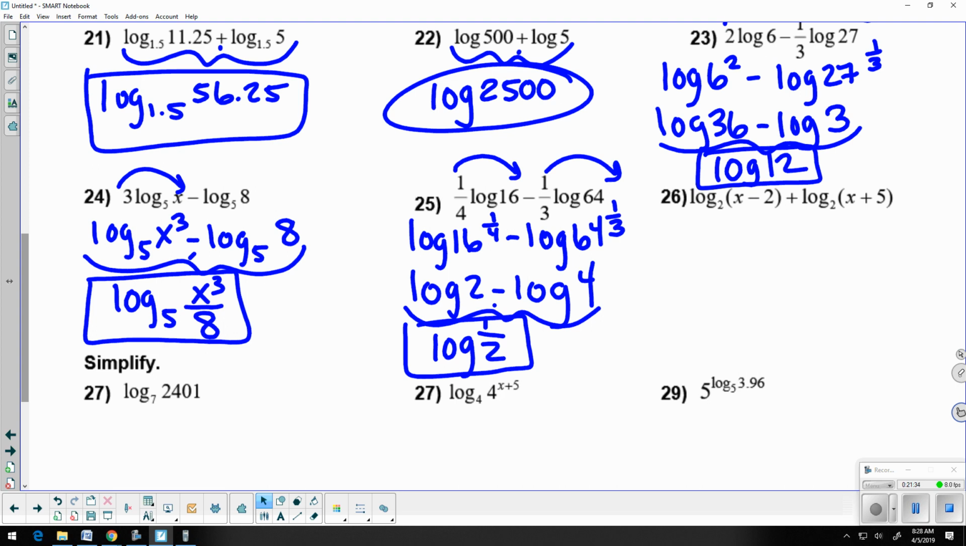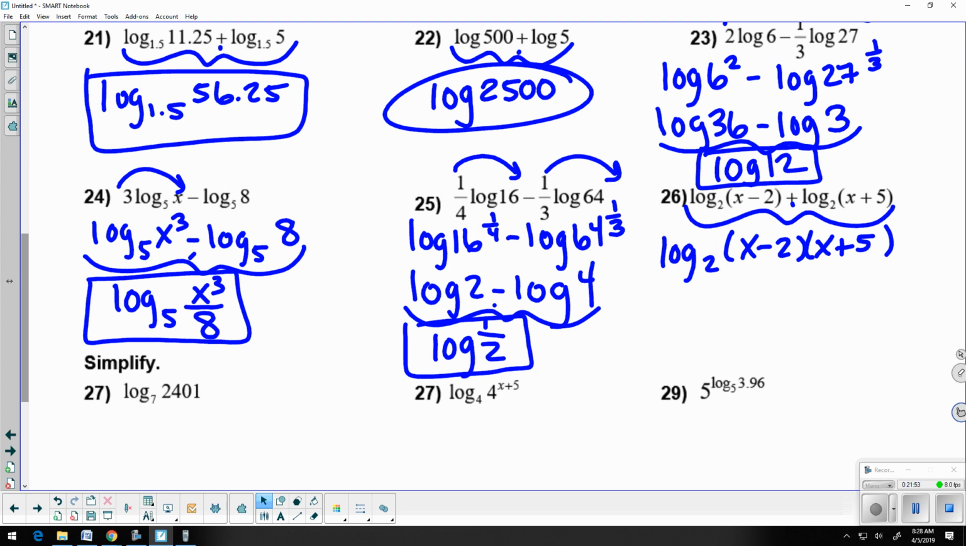And the last one, number 26, I see a plus sign separating, so I'm thinking multiplication. There's no exponents for this one to worry about. So I'm just going to go ahead and jump into my multiplication here. We got to multiply x minus 2 and x plus 5. But how do we multiply those two together? You got to FOIL. Okay, so don't just leave them side by side like this.